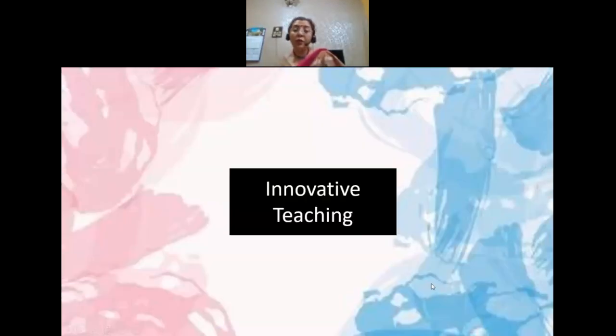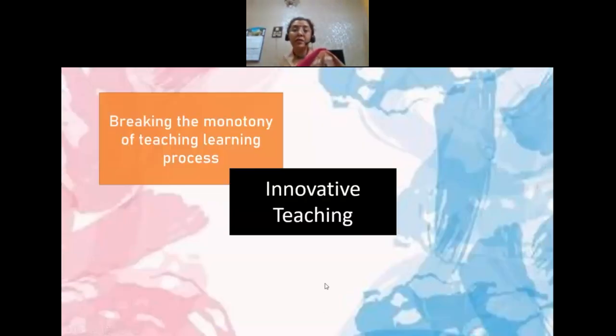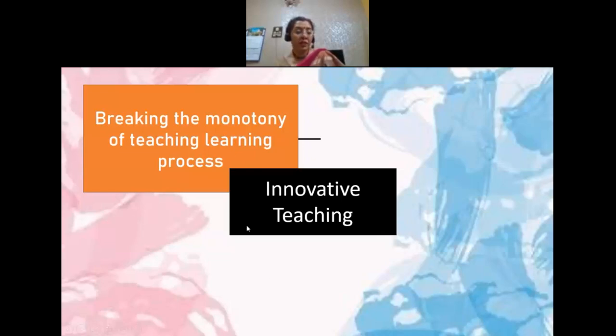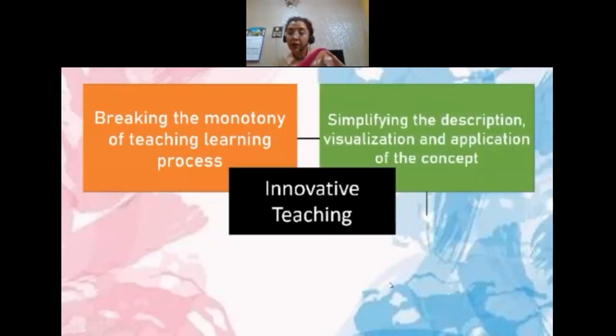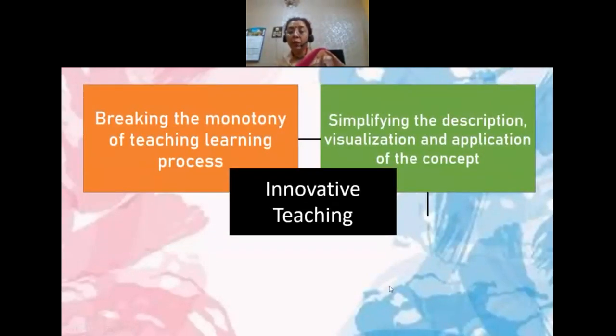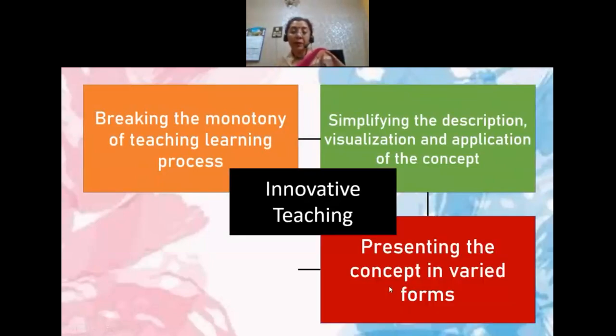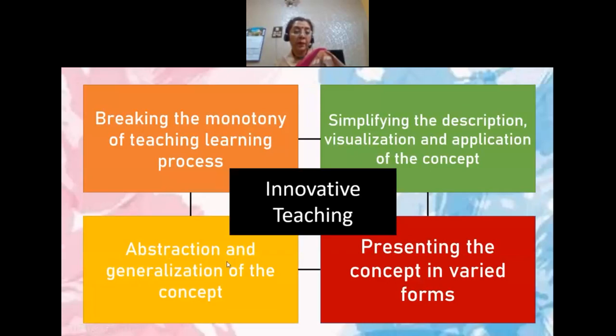So teaching should be innovative. First, try to break the monotony of the teaching learning process. Simplify the problem and go for visualization and application of the concept. Present the concept in various forms, and go for abstraction and generalization of the concept. Then the teaching can be innovative if we want to go for an innovative teaching methodology.